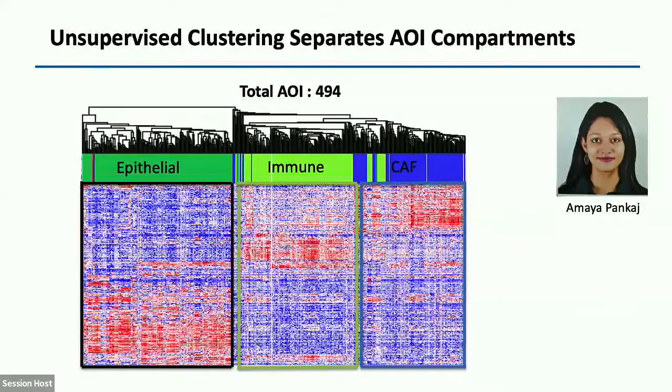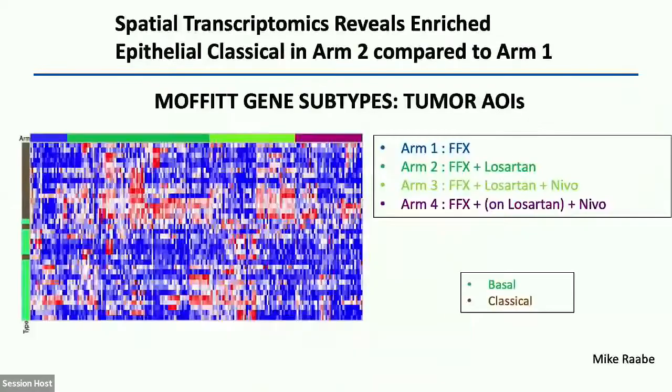And this is just showing unsupervised clustering of these different regions. And what you can see is that the epithelial compartment separates from the immune and the fibroblasts, just showing that our data quality is good. And this is being led by Amai Pankaj in the lab.